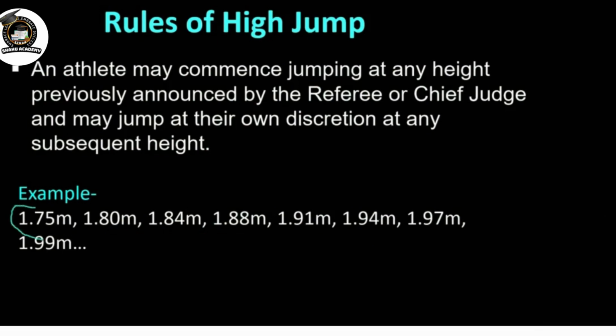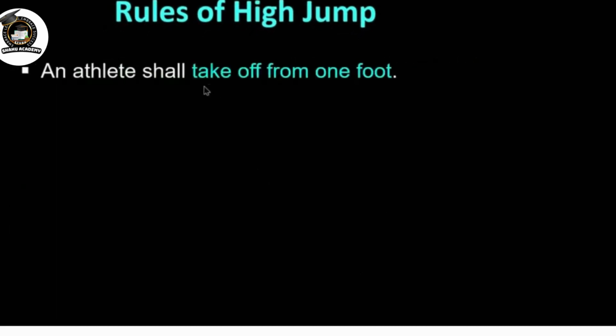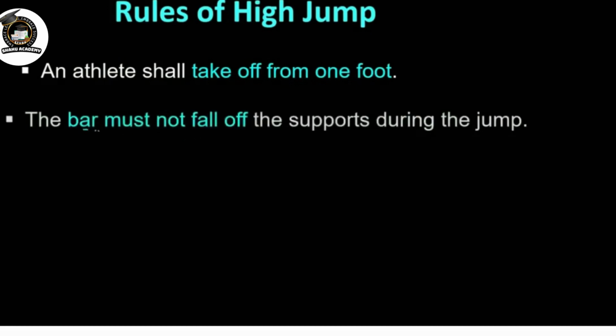And the crossbar should not fall while jumping. If while jumping the player touches the crossbar, but the crossbar does not fall, it will not be considered a fall. If the crossbar falls, it will be considered a failed jump. If the athlete goes out of his plane before clearing the jump, it will not be considered a successful jump. To make a successful jump, the athlete must go over the bar and break his plane.